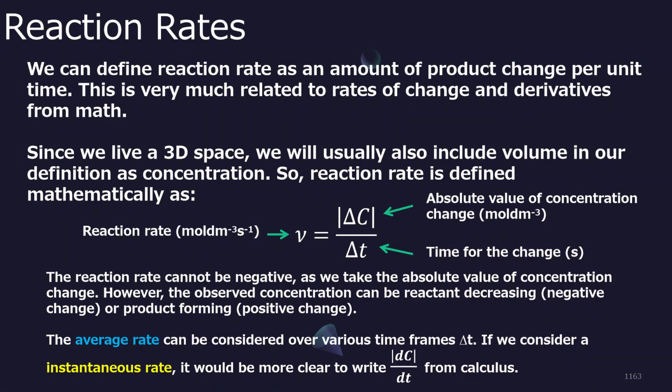And it's more clear to write that as dC, absolute value, by dt, where the d's are like from calculus. It's the same kind of idea as delta as a change, but this d is a sort of infinitely small change. So an infinitely small change in concentration over an infinitely small time period is what we will call the instantaneous rate.